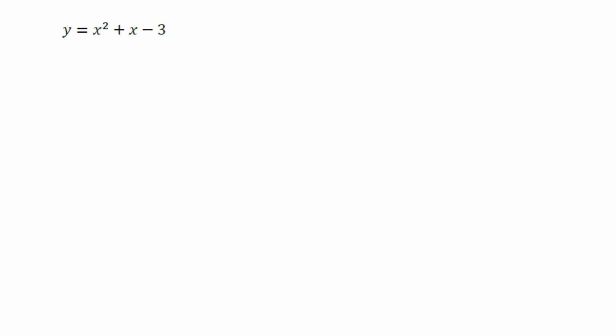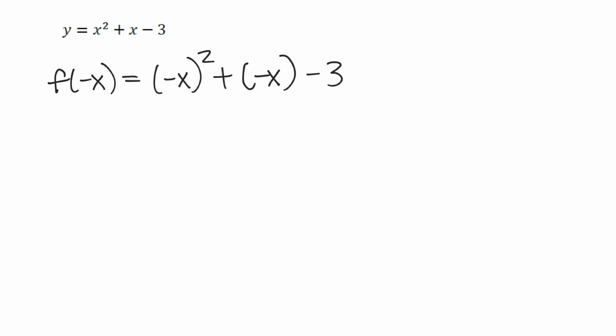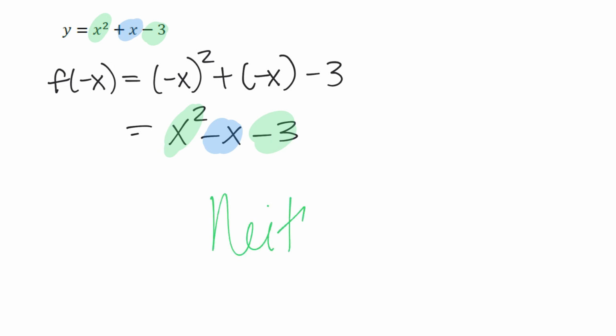And our last one, we're going to plug in a negative x. So I have negative x quantity squared plus negative x minus 3. So a negative squared is a positive. A negative is just a negative minus 3. Even, odd, or neither. So we have the same, but then this one is opposite, and this one is same, but that doesn't matter because we already know that it's neither.